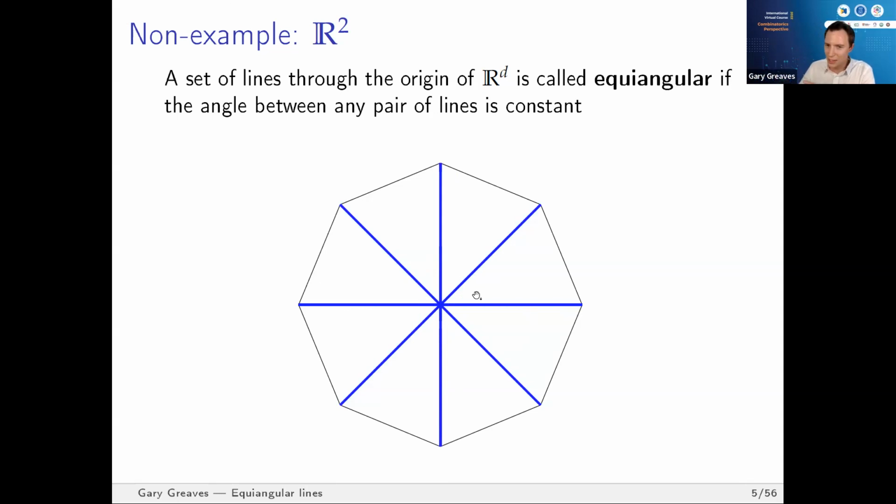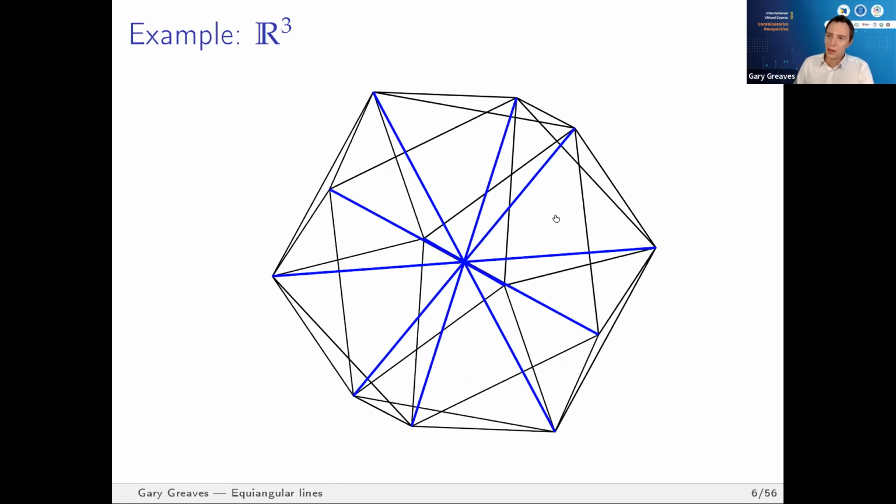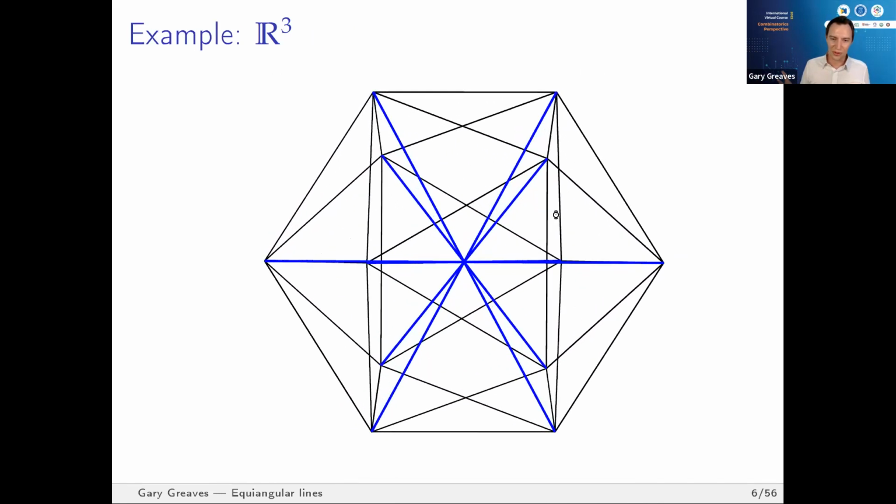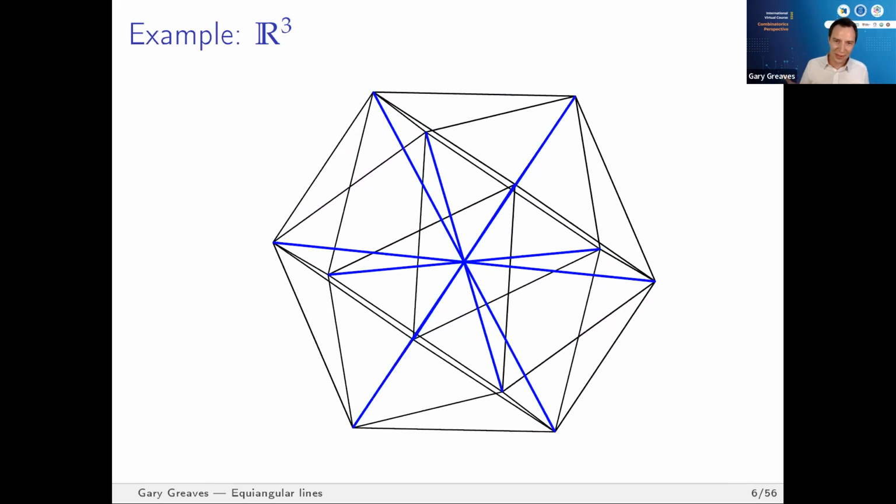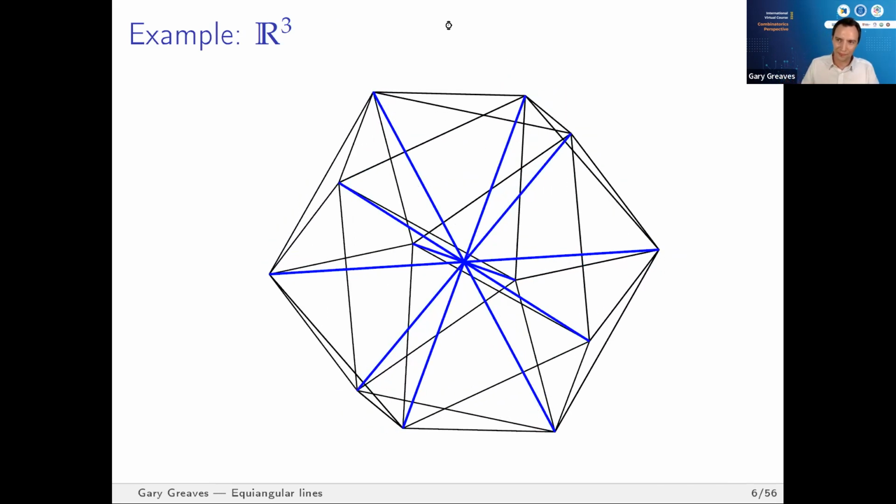So we can't just simply keep taking polygons with more and more sides. That's not going to work out for us. So somehow we can get 3 equiangular lines this way in dimension 2. We can't get 4 in this way. Okay. Now, if we move up to 3 dimensions, we can consider a similar constructive idea.